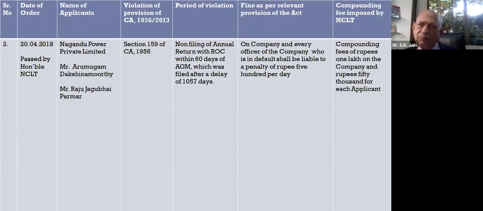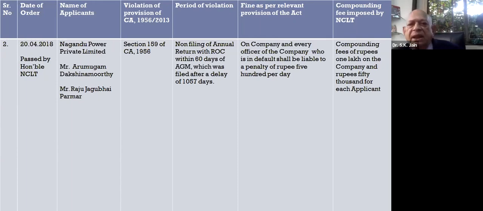So what was the fine prescribed under Companies Act 1956? On company and every officer of the company who is in default shall be liable to penalty of rupees 500 per day. Now, what compounding fee was imposed by NCLT? Compounding fees of rupees 1 lakh on the company and rupees 50,000 for each applicant.